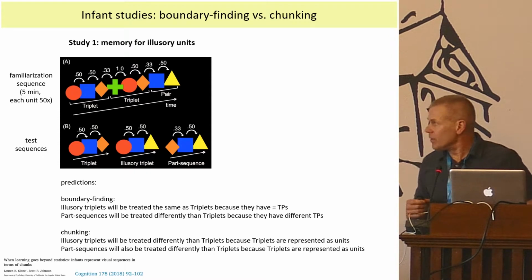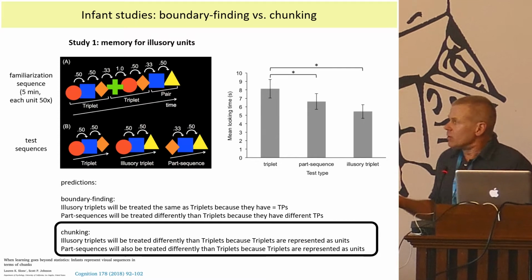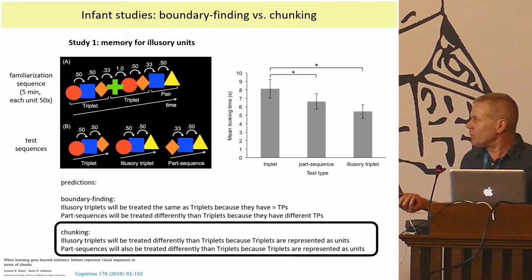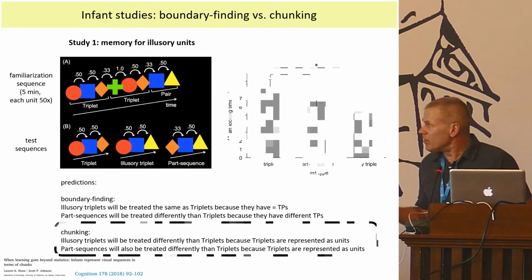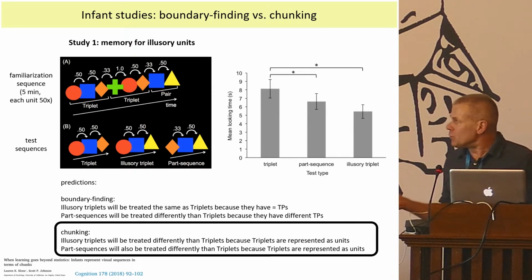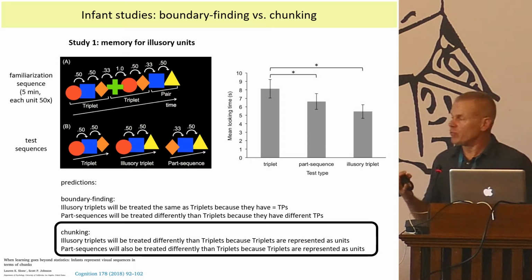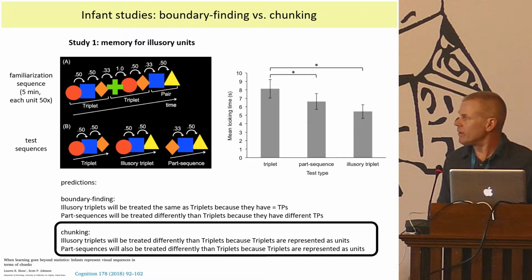And here's what we found. We found that babies, these are 8-month-old babies, looked longest at the triplet. They showed a familiarity preference for the triplet, looked longer at it than the part sequence and the illusory triplet. In other words, the babies treated the triplet and the illusory triplet as different. They seem to, in other words, endorse the triplet more than the illusory triplet, consistent with a chunking model, same as the adults.